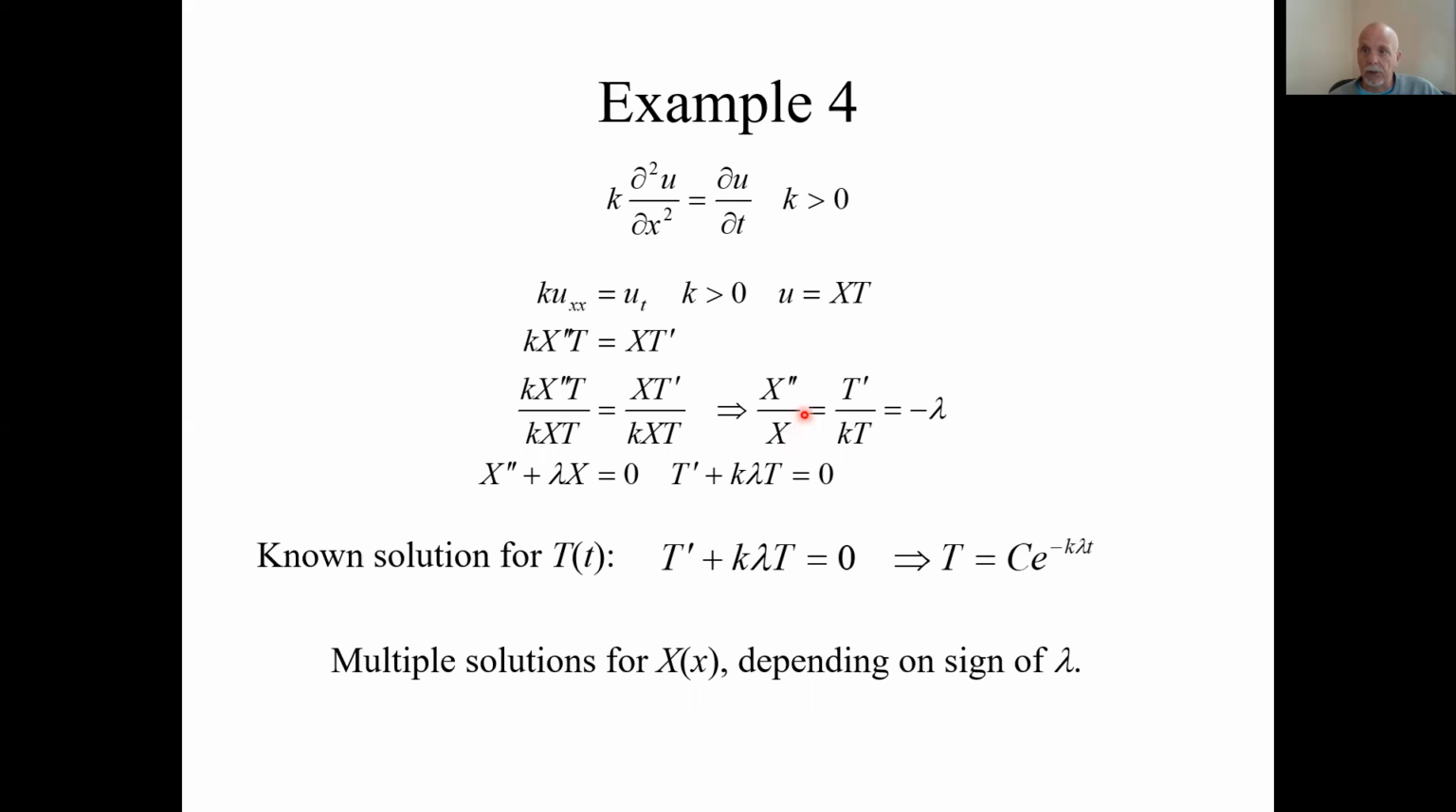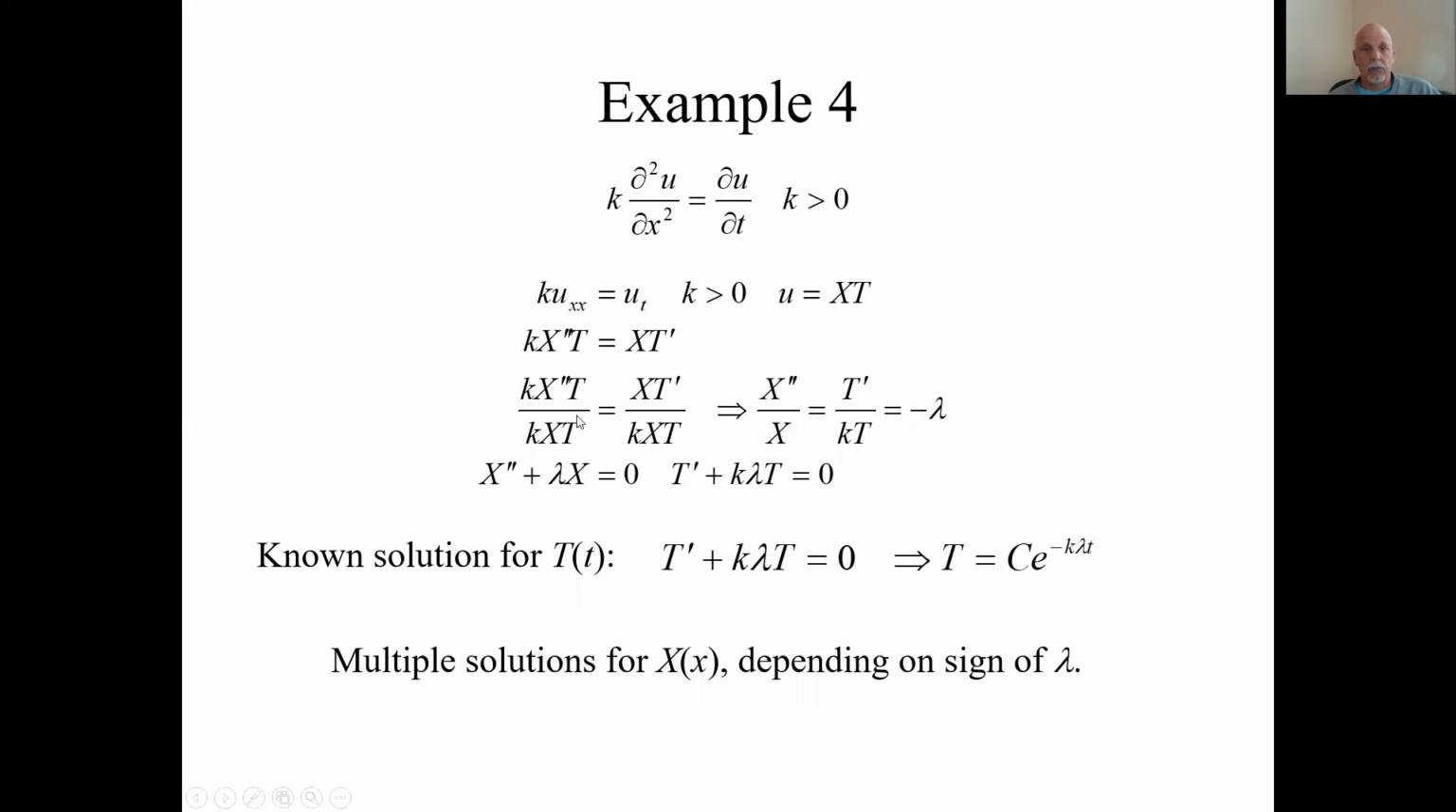At this point, they're separated. All X stuff on the left, all T stuff on the right. Set them equal to the same constant. That gives me two ordinary differential equations. X double prime plus lambda X equals 0, one of them, and T prime plus lambda k T equals 0.